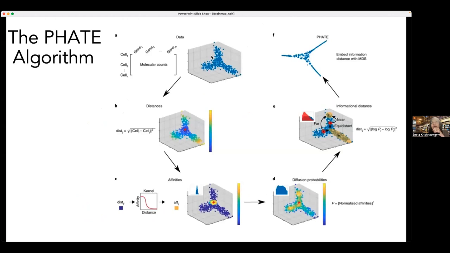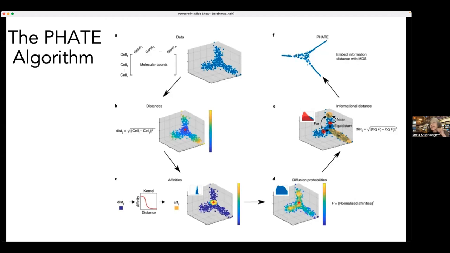And so in order to do that, again, we go from data to distances to affinities to these diffusion probabilities. But here, each row of this matrix contains a probability distribution, we realized. And most of the other manifold distances, like the ones I showed you before, are just taking a Euclidean distance between them. Instead, to capture the most amount of information, here we decided to use an information theoretic distance, which uses this log factor before computing the distance, and then embed it with multidimensional scaling.